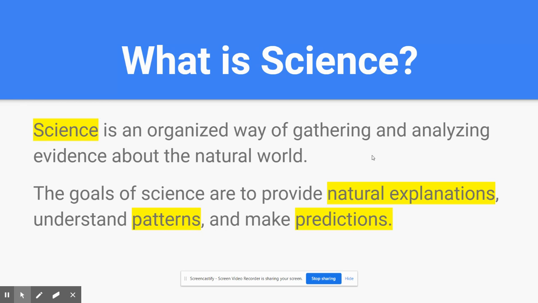The goals of science are to provide three things: to provide a natural explanation, understand patterns, and make predictions. A good thing that comes to mind is weather forecasting. We try, for the safety of people, to predict the weather. The way we do that is using weather models and patterns, studying those things and trying to understand how everything works. And it's not always perfect because nature doesn't do what we want it to do. It can change just like science.